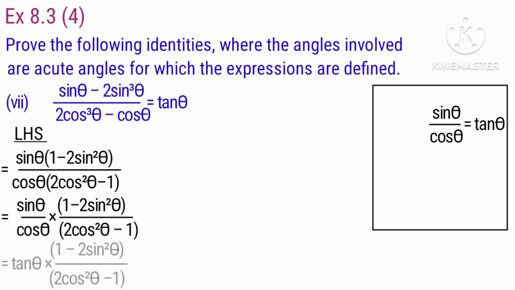So, when we substitute, we will get tan theta into 1 minus 2 sin square theta divided by 2 cos square theta minus 1. இப்போ நம்ம denominatorஐ numeratorக்கு similar-ஆ change பண்ண முடியும் by using this formula sin square theta plus cos square theta is equal to 1. இதே formula யூஸ் பண்ணி numeratorஐயும் denominatorக்கு similar-ஆ change பண்ண முடியும்.